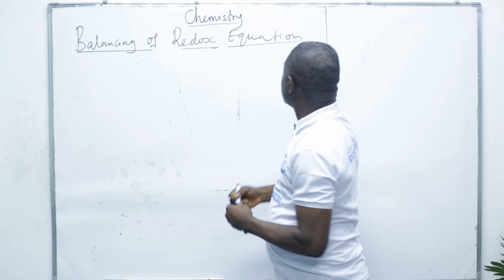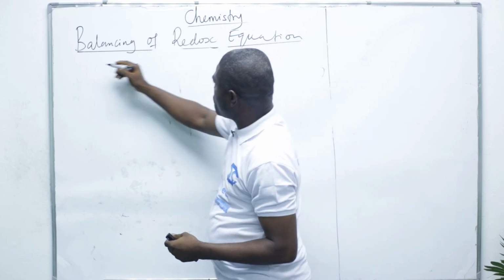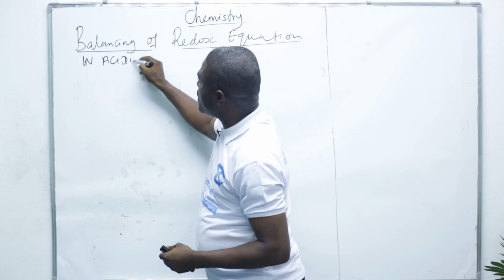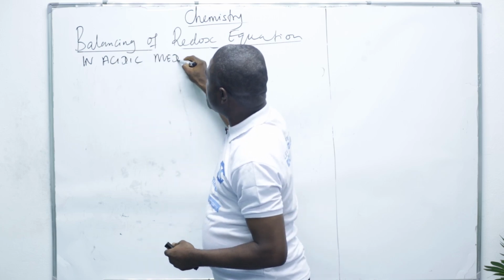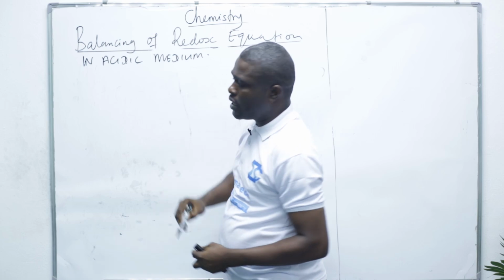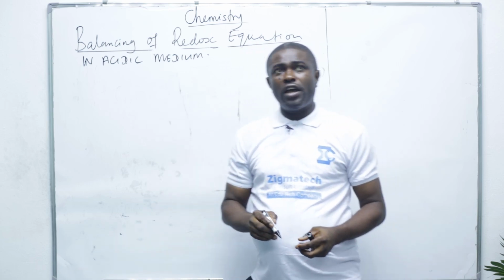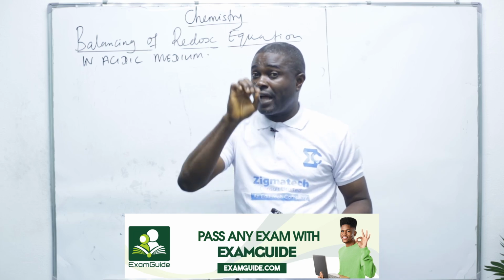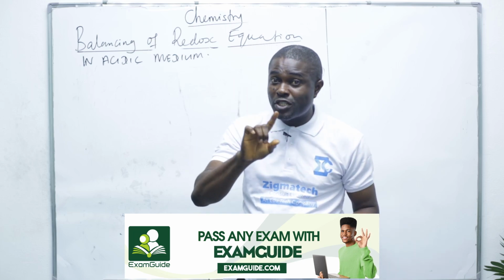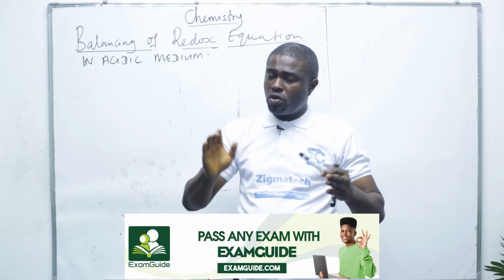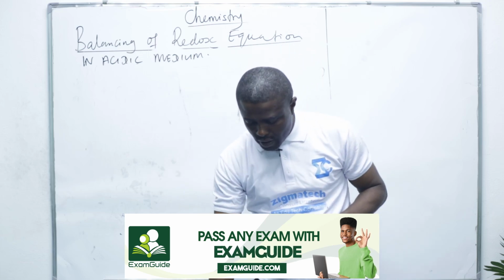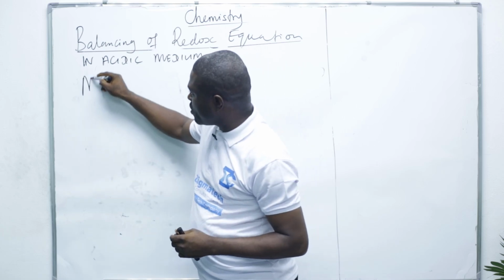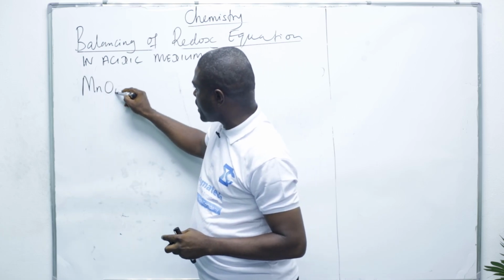I'm going to take one example, balancing this equation in acidic medium. I'm going to give a particular equation, but when you look at it, you must first of all identify if it is a redox equation. If it's a redox equation, you move on.